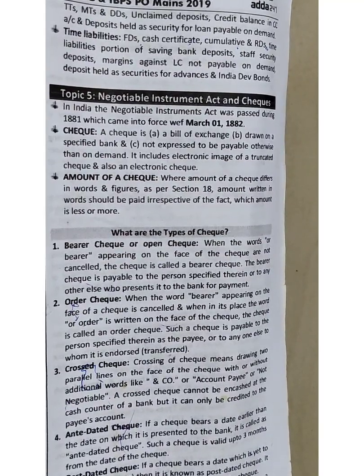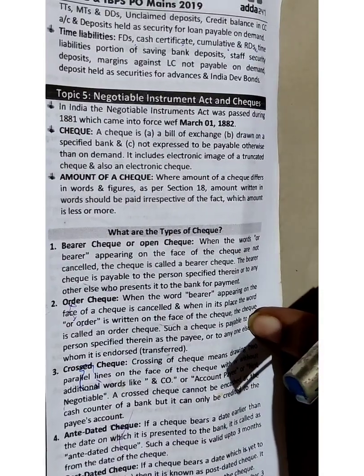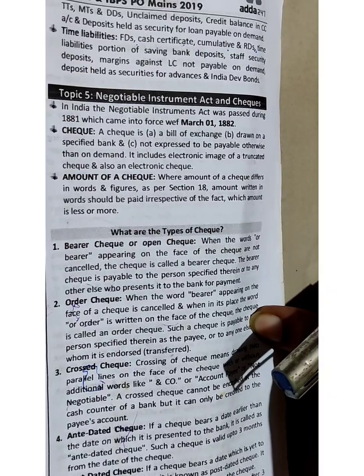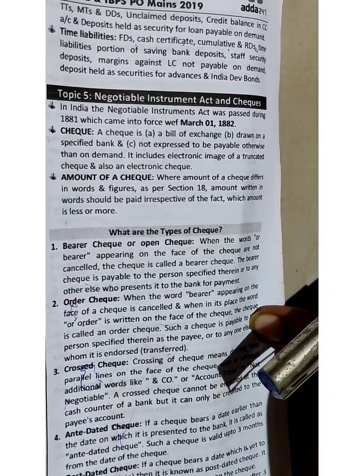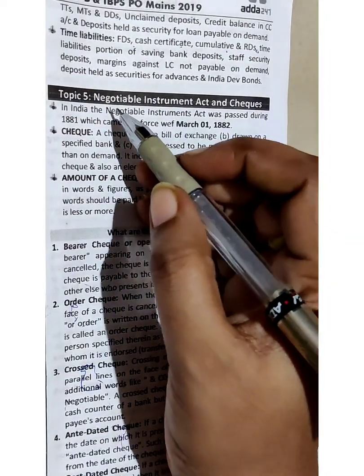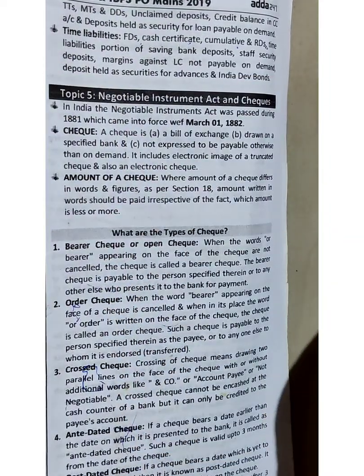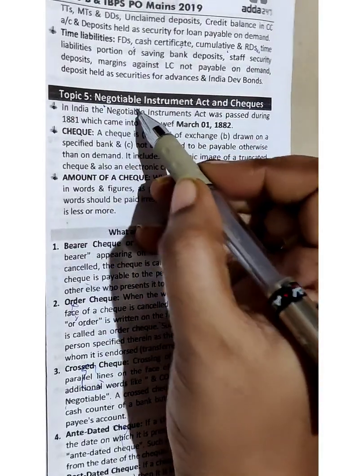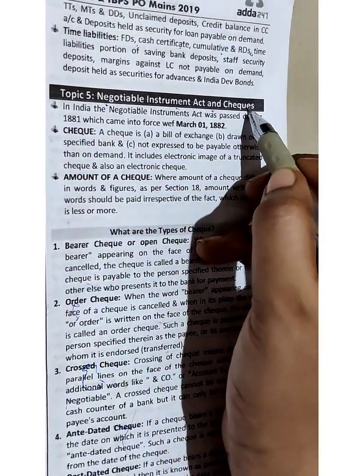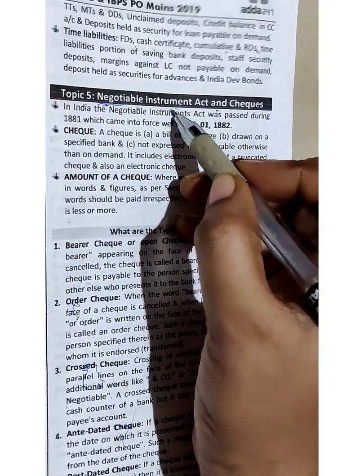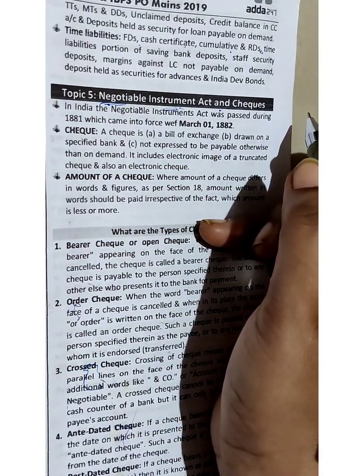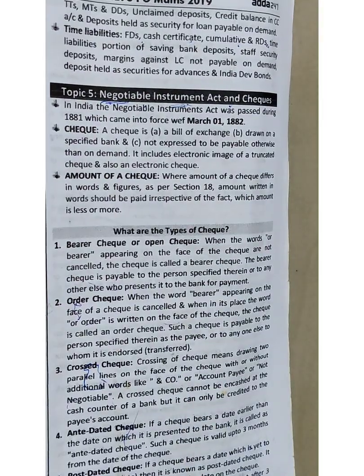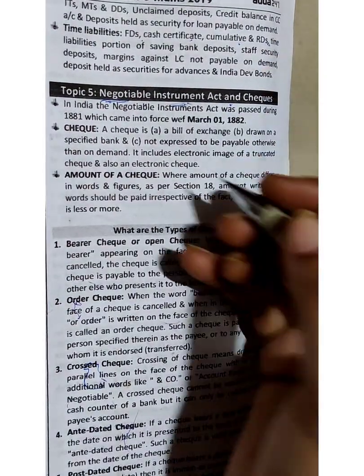So today this is the third video about the banking awareness section. In this video we will discuss two more chapters. So let's get started. Our first chapter for today's video is the Negotiable Instruments Act and cheques. We will discuss these instruments and also cheques, the different types of cheques, and the purpose of particular cheques. All these things we will discuss in this video, guys.